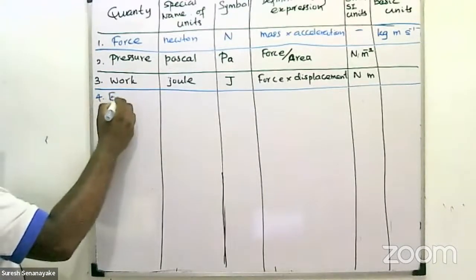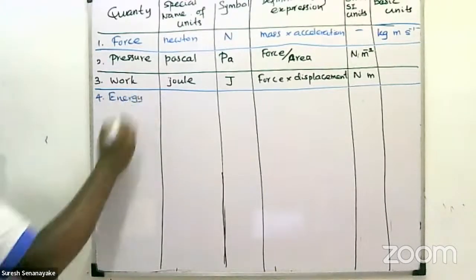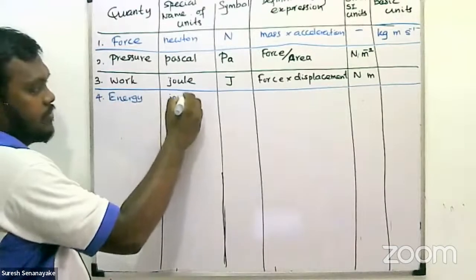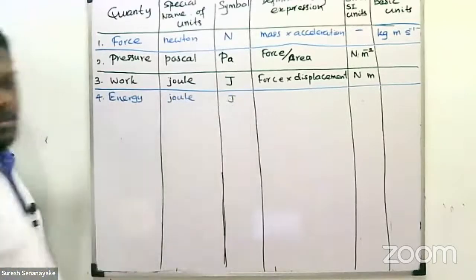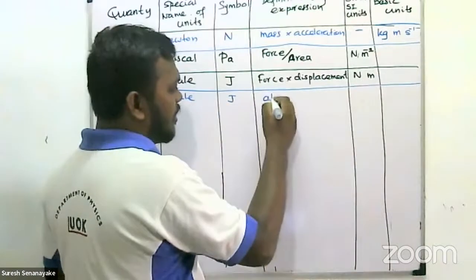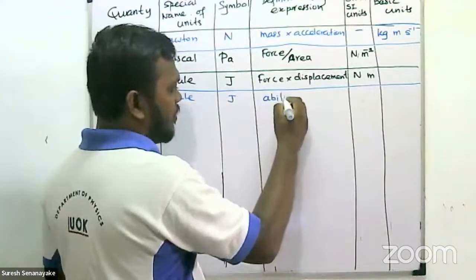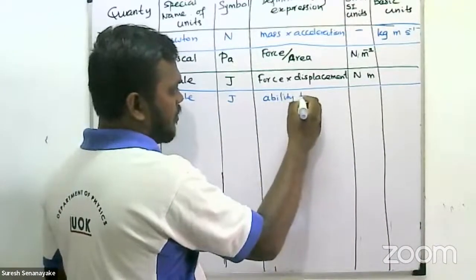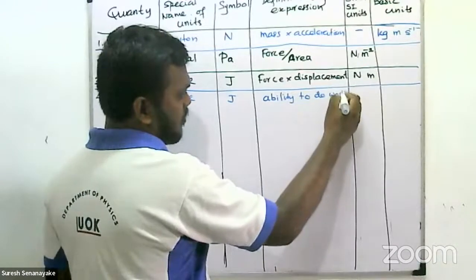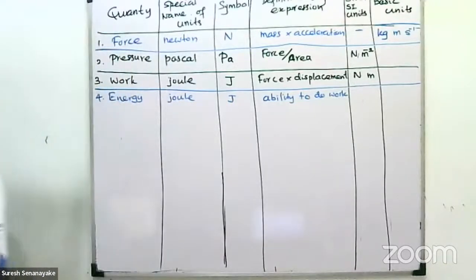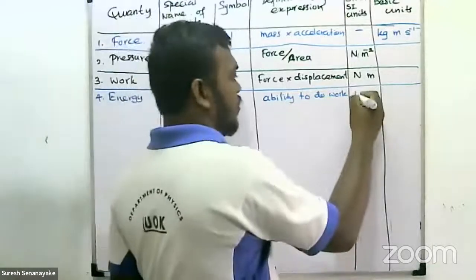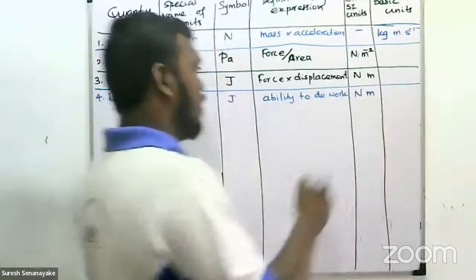Energy. Same as the work. Definition is same as this, but we call it the ability to do work. So it's also Newton meter we can write.